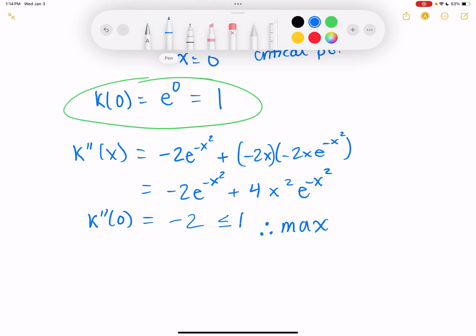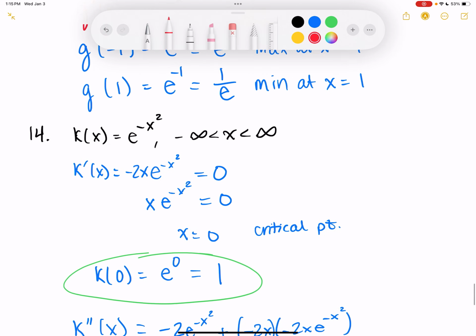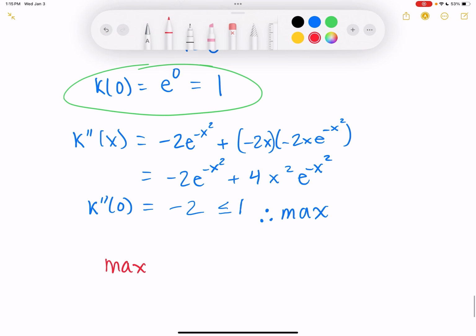Wait, so what value is the max? That's what I'm getting ready to write. We have a max value of 1 at x equals 0.